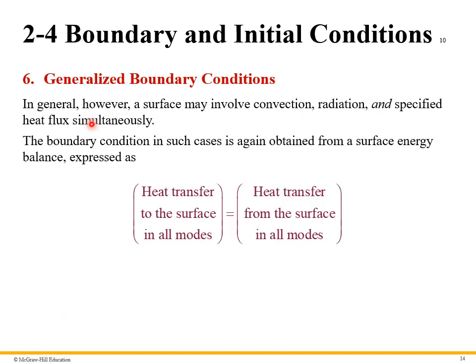And finally, the last case is when you have the generalized boundary conditions, where you have conduction, convection, and radiation all simultaneously. So again, you just have to match up stuff at the surface and pay attention to exactly the boundary conditions. We won't see a whole lot of these cases where we have all three of these, but the book does point it out.